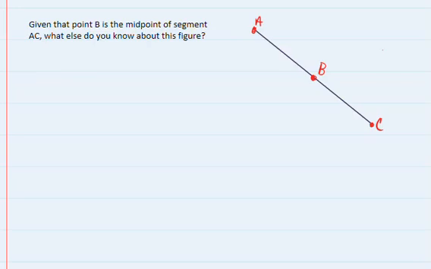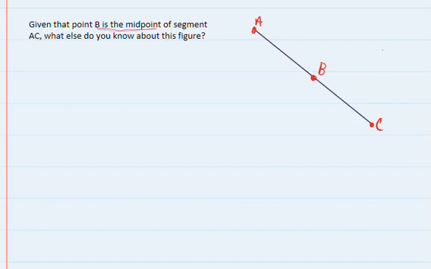So here's a question that is sometimes not taught super fluently because it is an easier concept to understand, but I do see that a lot of people have misunderstandings about it. So we are given that point B is the midpoint.